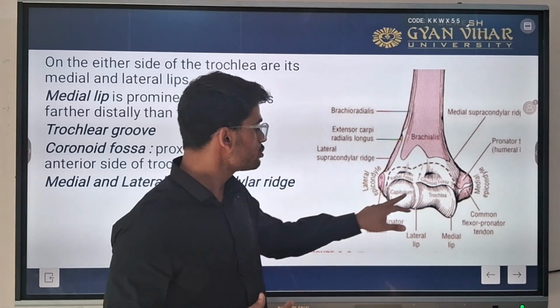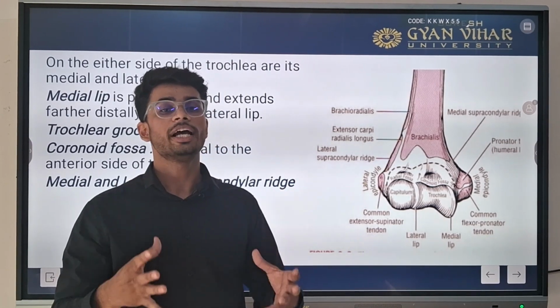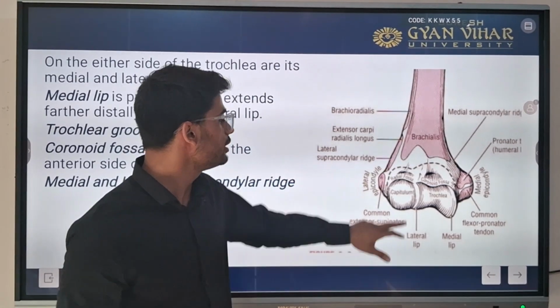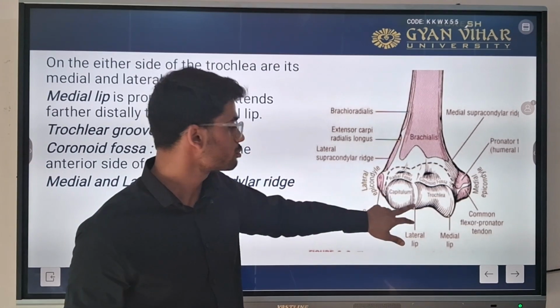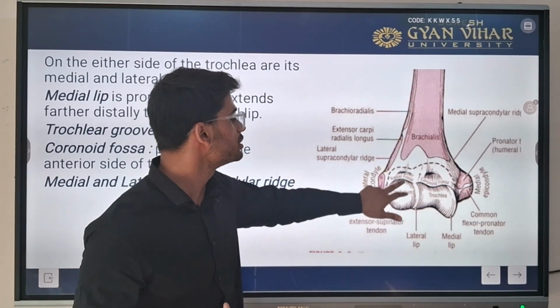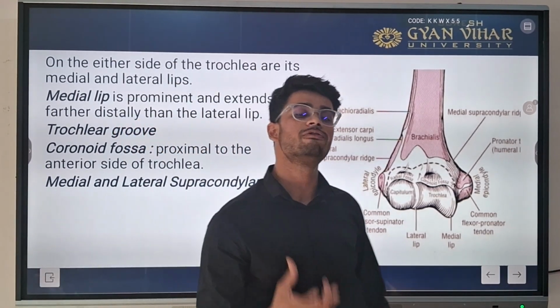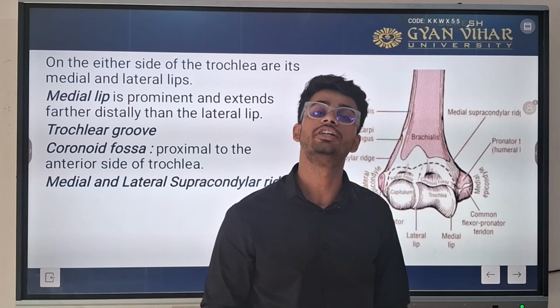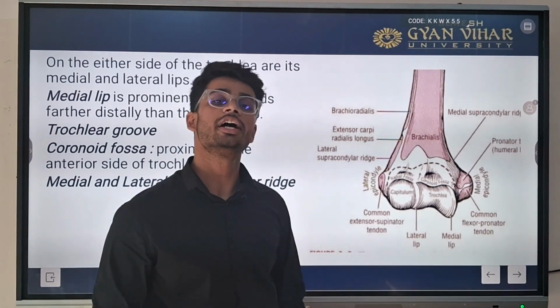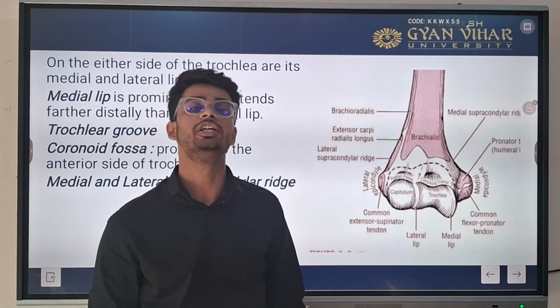Also there is one structure which is present on the lateral side of the epicondyle, which is on the lateral epicondyle, it is the capitulum. This ball like structure is called the capitulum, and there is a fossa above this capitulum which is called the radial fossa, because this is the fossa for the head of the radius, and this coronoid fossa is actually the space for the coronoid process of the ulna.